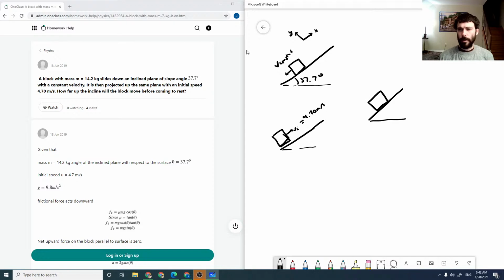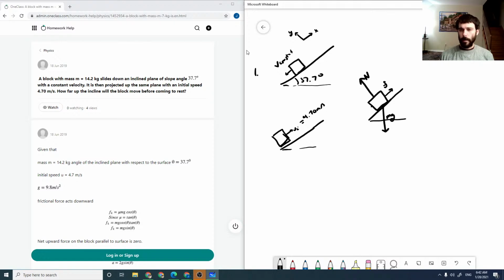I'm just going to redraw everything. So we've got our mg, our normal force, and in the first part, our frictional force is going to be this way as it's sliding down the slope, and then it's going to swap directions. But let's first do the first part. So we've got a frictional force going this way, and it says that our velocity is constant, so that means that our acceleration is 0.